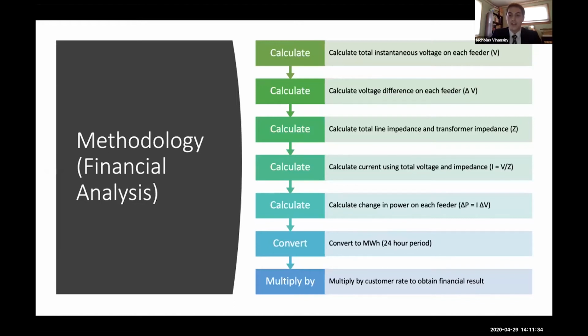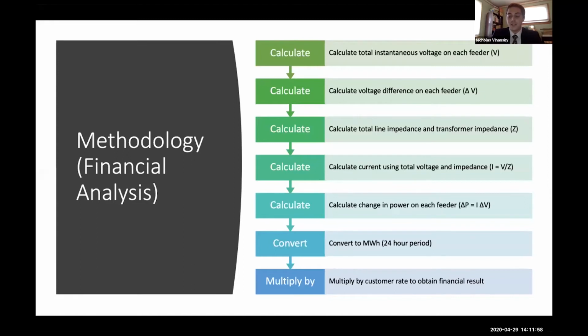From here, I calculated total line impedance and transformer impedance based on specific assumptions that I will get into on the next slide. And then I calculated current using total voltage and impedance. So I took the total voltage from the first step and divided by the total impedance to get total current values for both of the days.